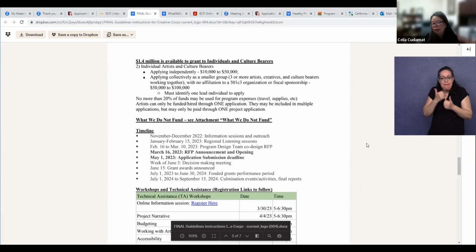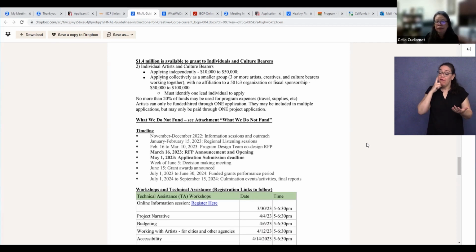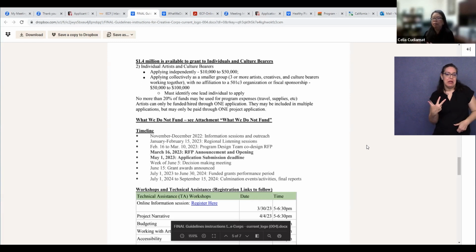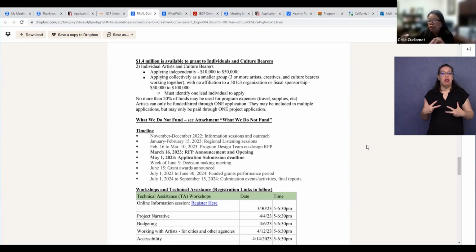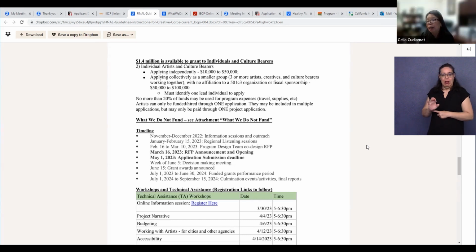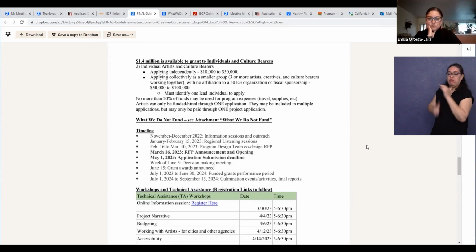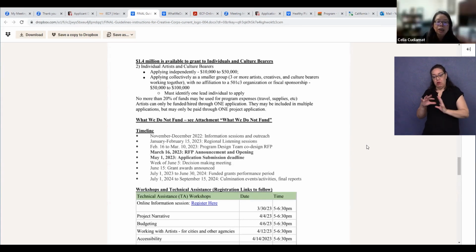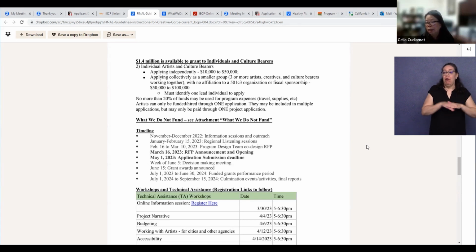So one thing to think about, for the collective, these are pretty generous amounts of money. I would say 3 maximum. If there's 6 in your collective, split it into 2, identify 2 lead applicants so that the 2 collectives will be able to secure as much money as possible, right? Because one collective up to 100,000, the other collective up to another 100,000. So you've maximized your funds to be able to do projects in the communities.